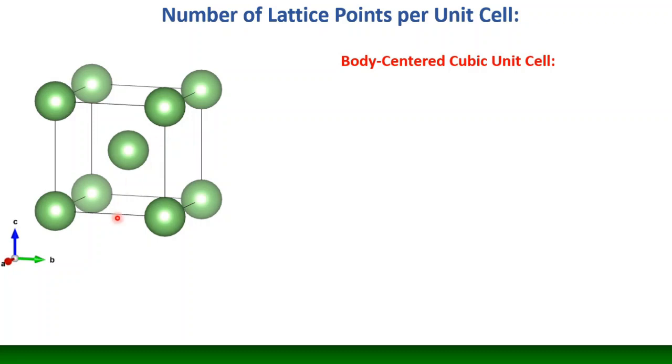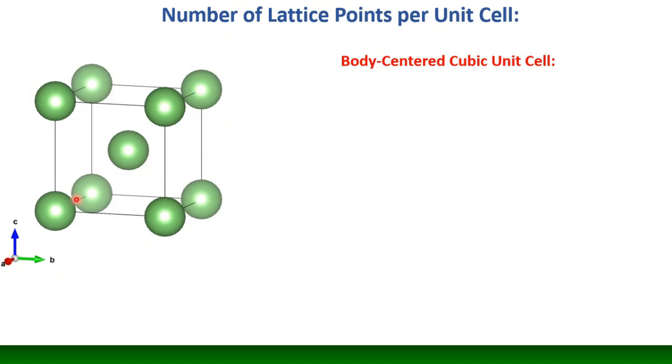The convention adopted here is that the x-axis is this one, pointing towards the reader. The y-axis is this one, pointing from the origin to the right. And then the z-axis is the one pointing from the origin up. So that's the convention that has been adopted.